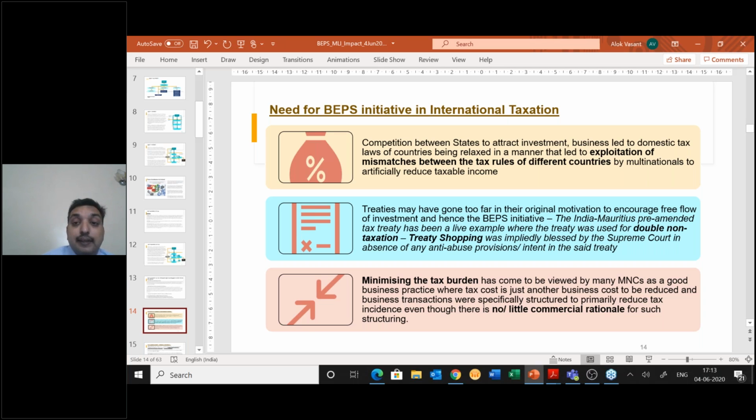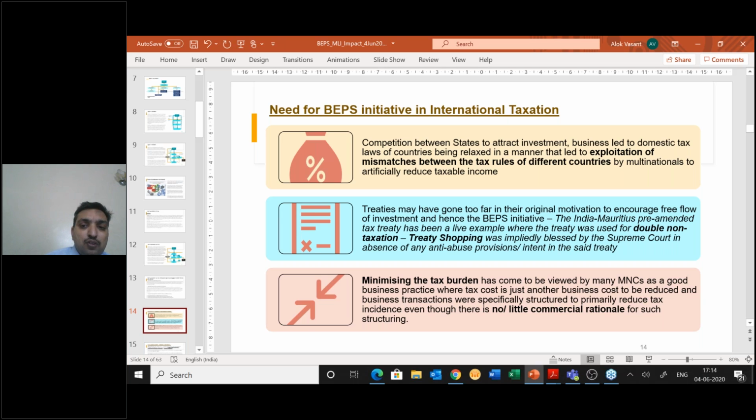And the India-Mauritius pre-amended treaty has been a live example because the treaty was used for double non-taxation or treaty shopping, and this use was impliedly also blessed by the Supreme Court in the case of Azadi Bachao Andolan. So there was also a feeling among countries that apart from multinationals exploiting the mismatches in the domestic tax law systems, they were also abusing the provisions in the tax treaties.